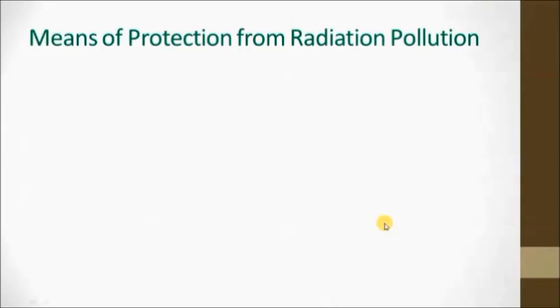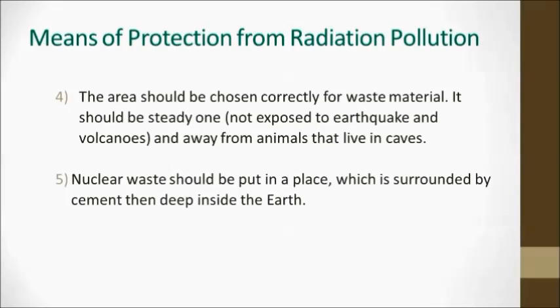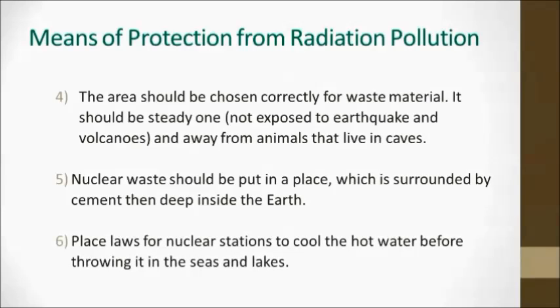Number 4, the area for waste material should be chosen correctly. It should be steady, warm, not exposed to earthquakes and volcanoes, and away from animals that live in caves. Number 5, nuclear waste should be put in a place which is surrounded by cement, then deep inside the earth. Number 6, place lakes near nuclear stations to cool the hot water before throwing it in the seas and lakes.